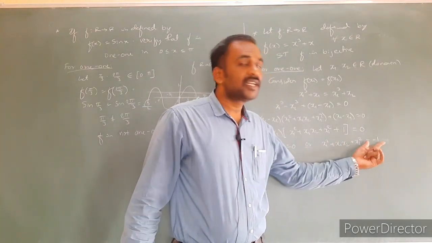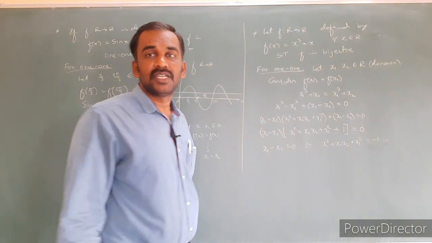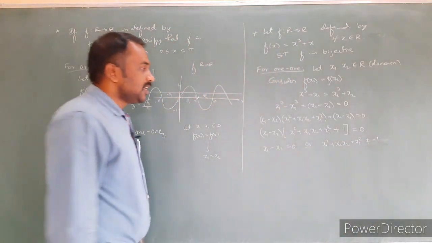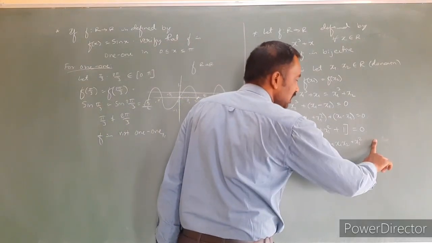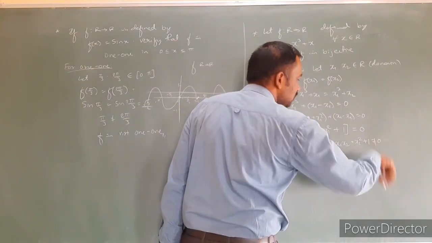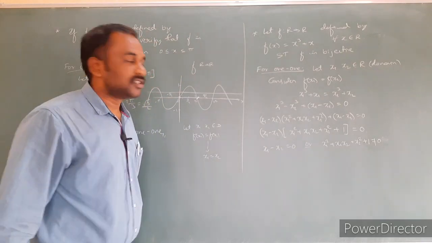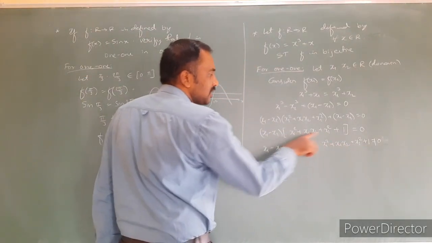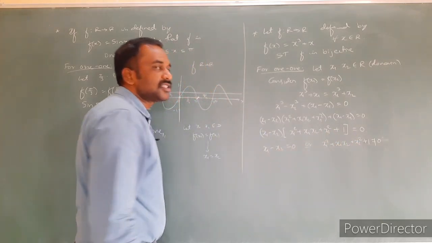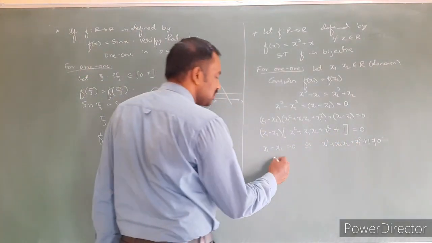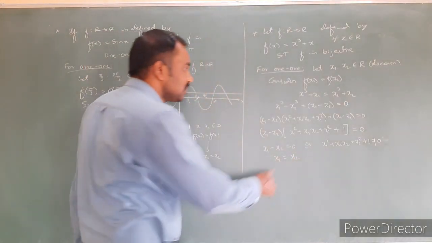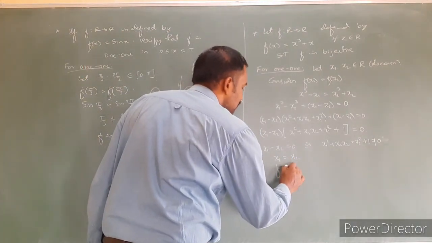So this number never becomes a negative value. So it does not become minus 1. Or else we can say that this plus 1 is equal to 0, it never becomes 0. If this never becomes 0, but they are telling that the product is equal to 0, obviously the other number must be 0. When this number is equal to 0, whenever x1 is equal to x2. So we just got x1 is equal to x2.